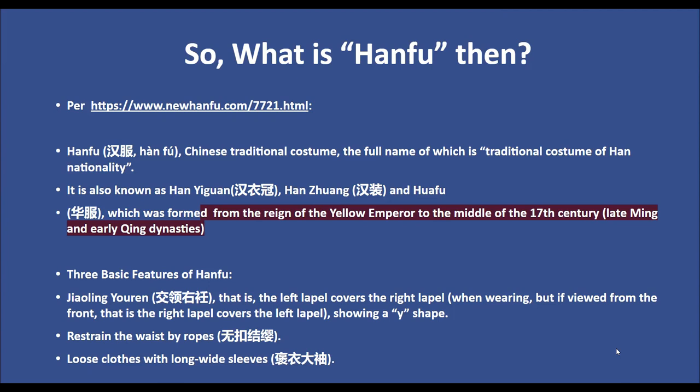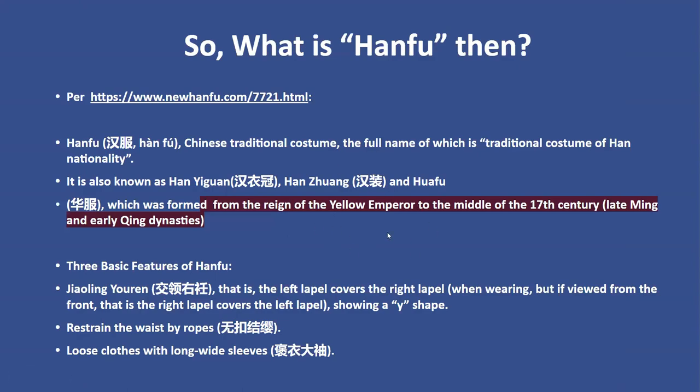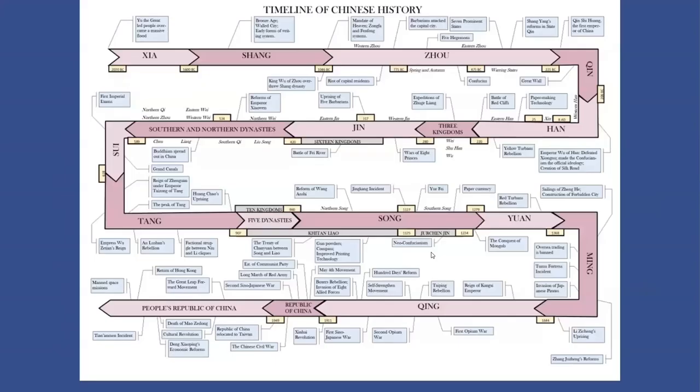To answer these questions, I must first introduce you to two things. One is that the Yellow Emperor, mentioned previously here, is a mythical figure who predated the Xia Dynasty, if the Xia Dynasty exists. And from that point on to the middle of the 17th century is around 3,644 years. As a frame of reference, Tutankhamun died in 1322 before Common Era, which to this year makes it 3,346 years.